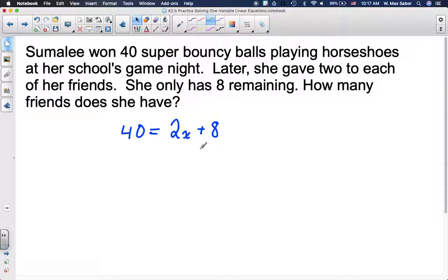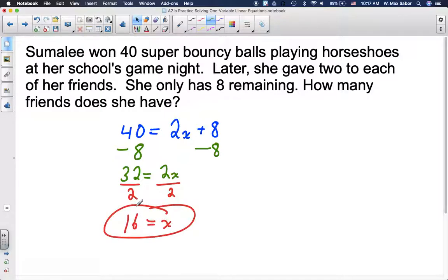Now some of you might have thought, okay, let me just subtract 8 from 40 and then divide that number by 2 to figure out how many friends she has. Well, that's really what the equation tells you to do. Say she has 16 friends. 16 times 2 is 32, plus 8 is 40.